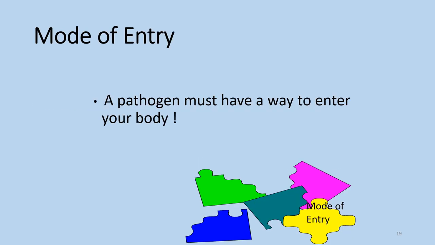The next factor is mode of entry. In order to cause illness, each disease has a specific way in which it must enter your body. For example, for a bloodborne pathogen, you will need to have blood, another person's blood, in contact with an open area to allow transfer to your bloodstream.